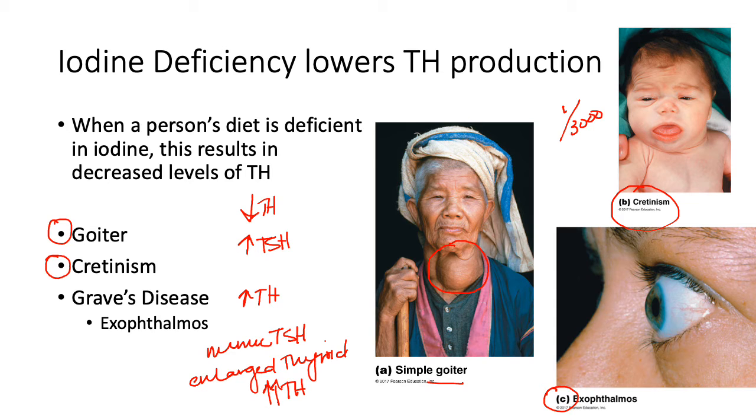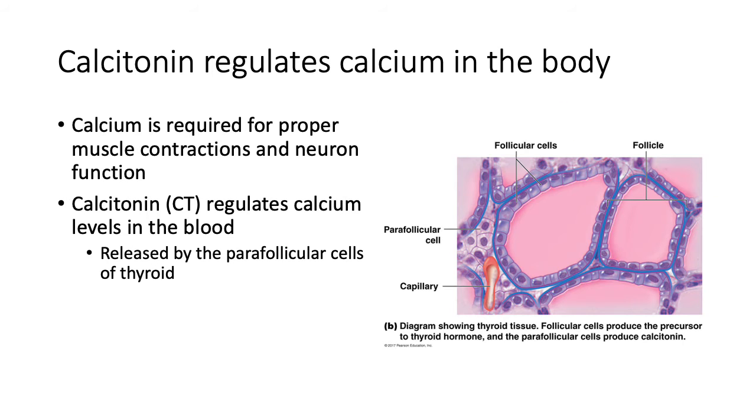So thyroid hormone is one of 2 hormones released by the thyroid. The second hormone that is released by this gland is calcitonin. And calcitonin is primarily responsible for regulating calcium levels, specifically in our blood. Calcium ions, Ca2+, have a charge, and these ions are critical for muscle contractions and for proper neuron function. And so we need a certain amount of calcium in our blood in order to make sure that our muscles and neurons are firing properly. And calcitonin helps regulate that.